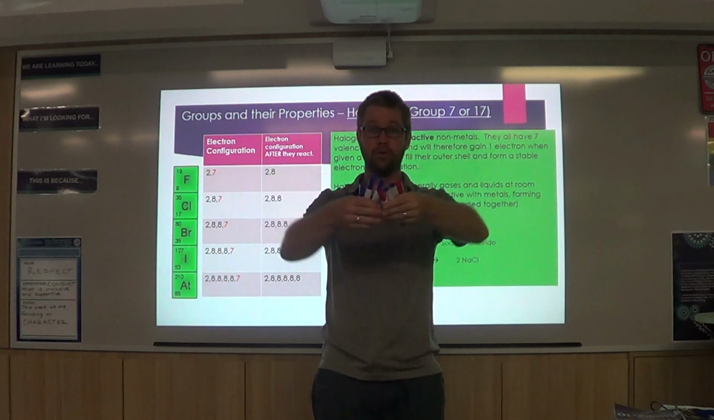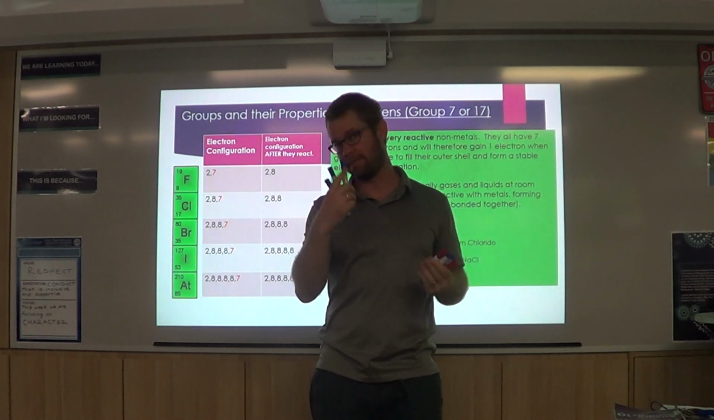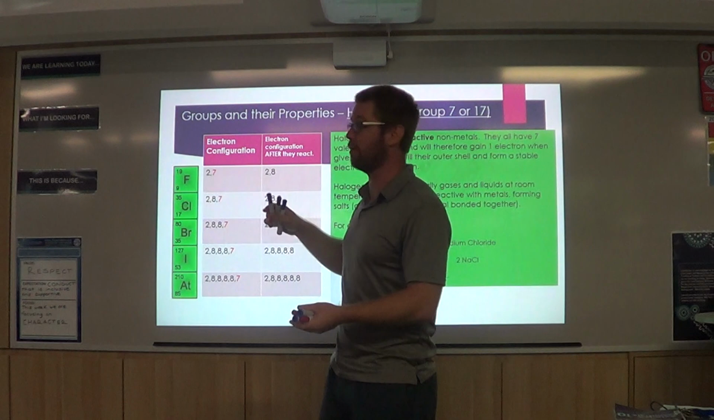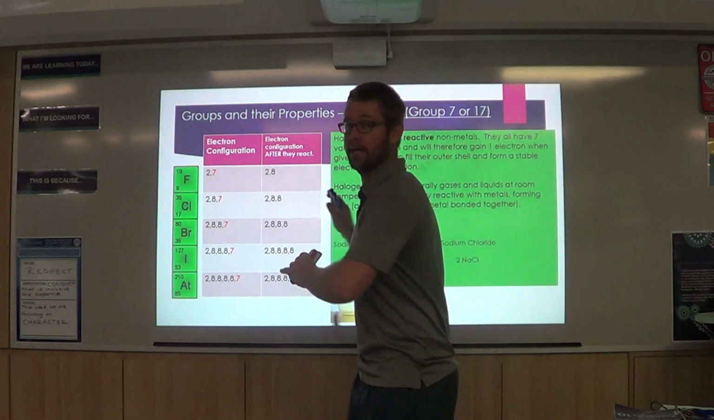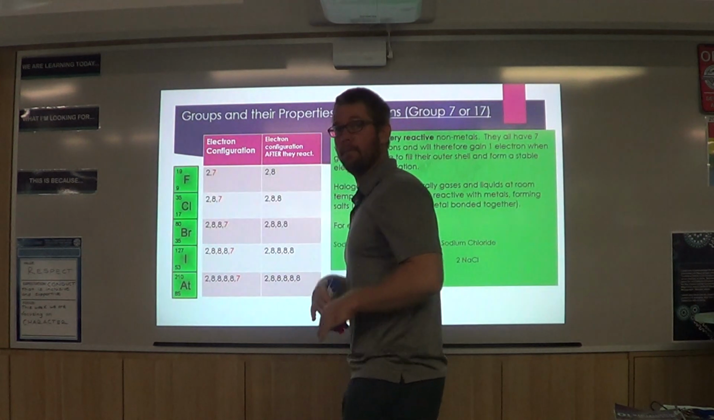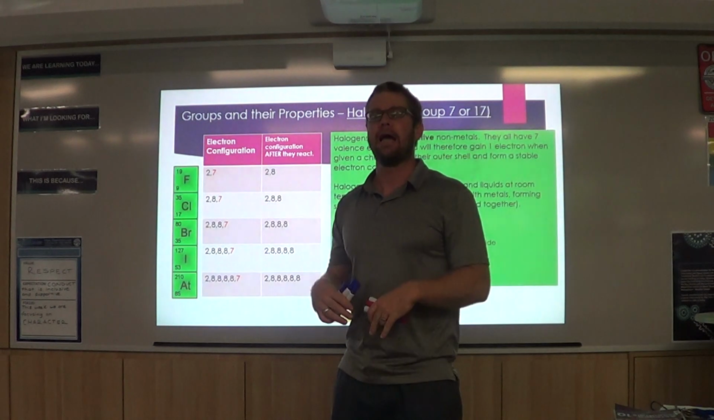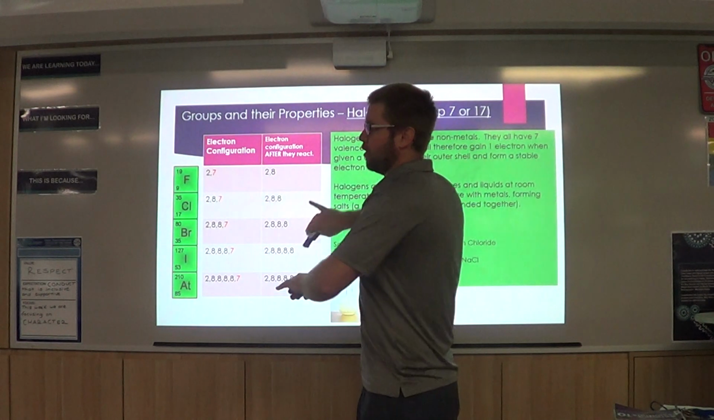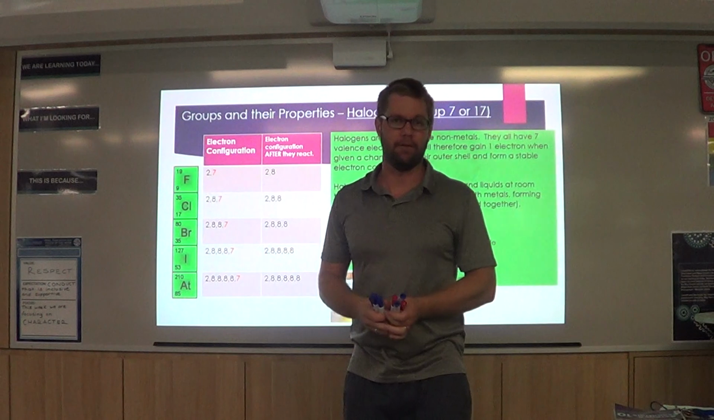I can either lose 7 or I can gain 1 more. Now these are non-metals. We're on the non-metal side of the periodic table now. The left side is the metals. Metals, you know what metals are. We'll talk more about them later. And then on the right side, they're called the non-metals.